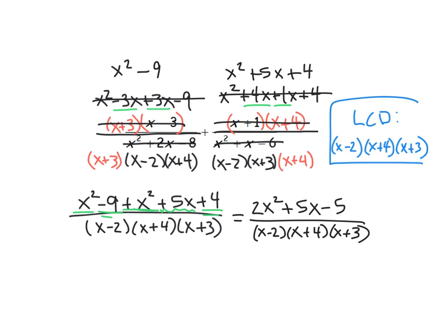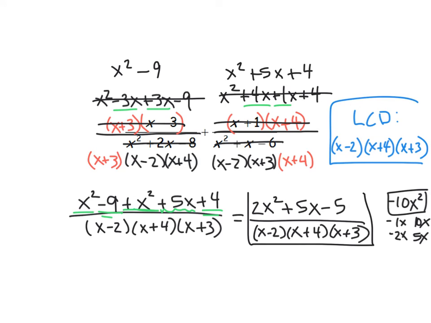Our very last step here is to make sure that we factor the numerator if possible. It would be a magic number type of factoring problem, negative 10x squared, which is negative 1x times 10x, or negative 2x times 5x. Notice, neither of these factor pairs will add up to positive 5x, so it is not factorable, and we are done.